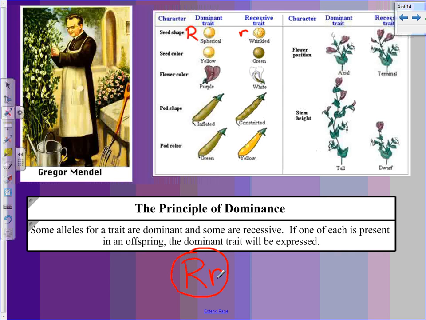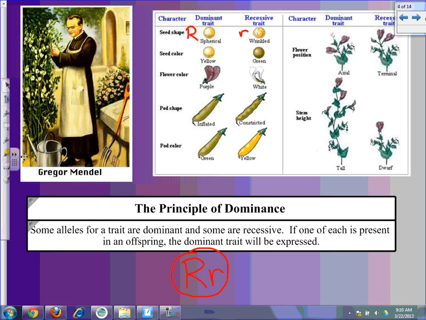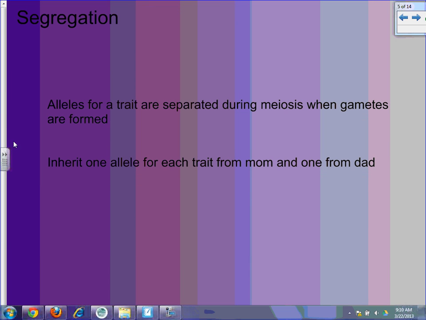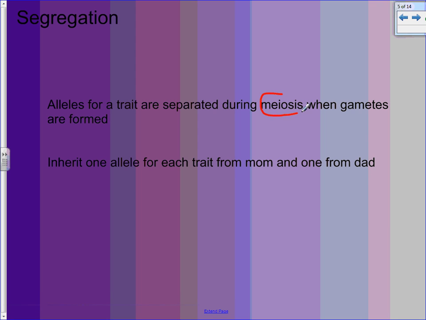Segregation. All I really want you to know right now, because we haven't learned about meiosis yet, is that you inherit one allele for each trait from mom and one from dad. We talked about in class, this is the uncomfortable realization that at some point in the past, your parents did have sex, and that's how you got one allele from mom and one allele from dad.